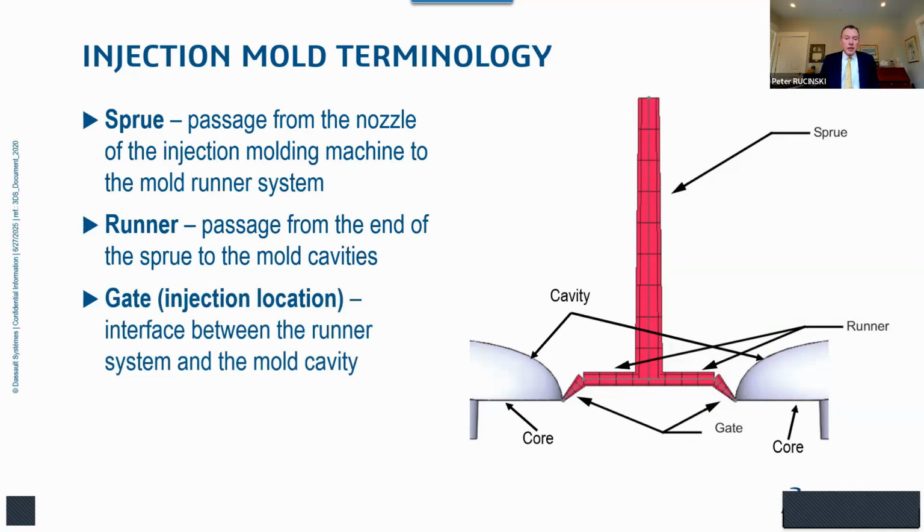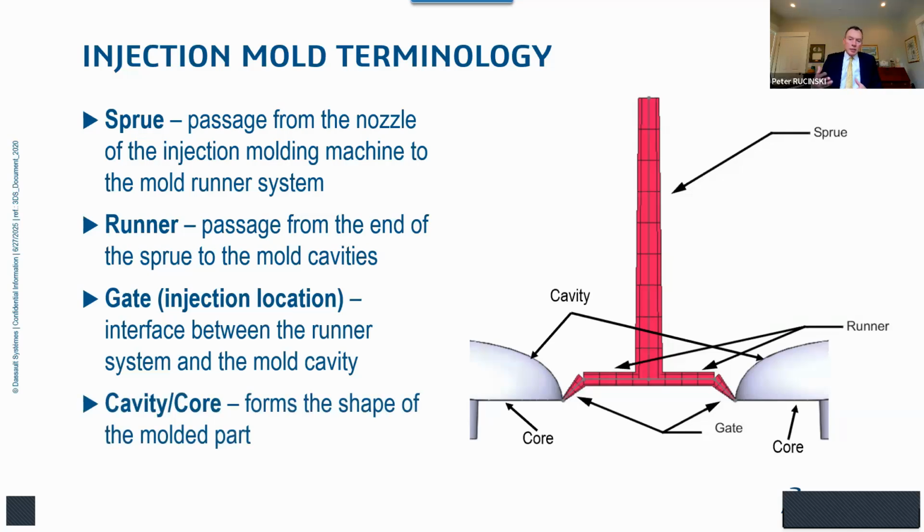The runners then interface to what we call the gate, right? So the gate is the last piece of geometry that the melted plastic sees before it enters the mold cavity. One important thing to know about gates is that more often than not, they are probably the thinnest cross-sectional area that the melted plastic has to travel through. And of course, once the plastic goes through the gate, it enters the mold cavities. Those are formed by the mold cores and cavities.